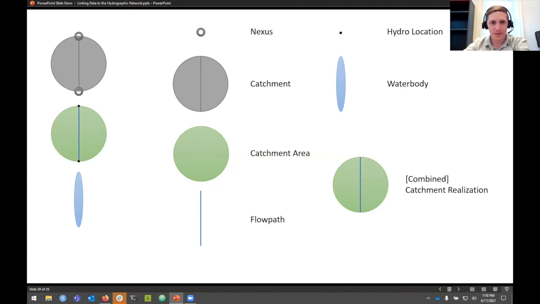All right. So we have another question here. Do any of these tools work with the watershed boundary datasets?